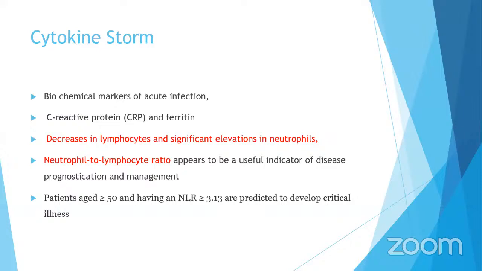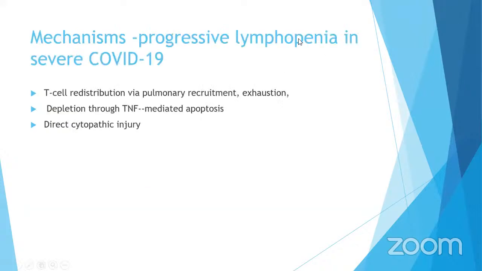This is assessed by the neutrophil lymphocyte ratio. This is useful to assess the prognosis of the patient in management also. Usually with the NLR ratio, if it is more than 3.13, it means patients are going toward critical illness and need to be admitted in the ICU.